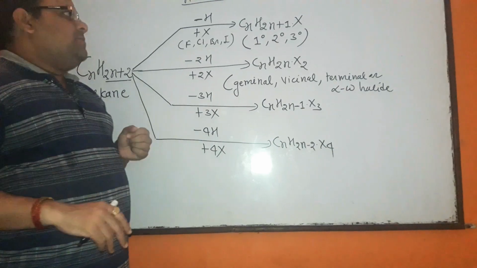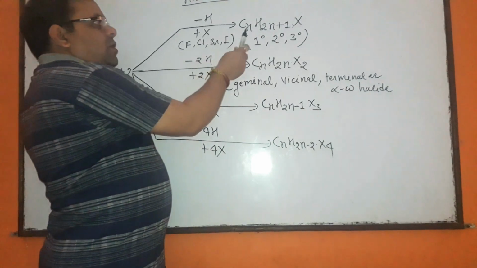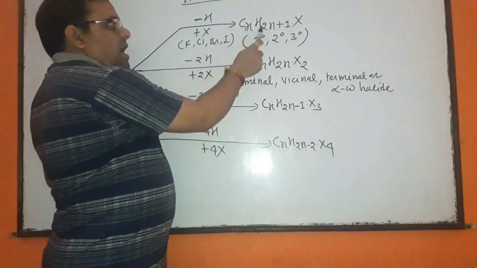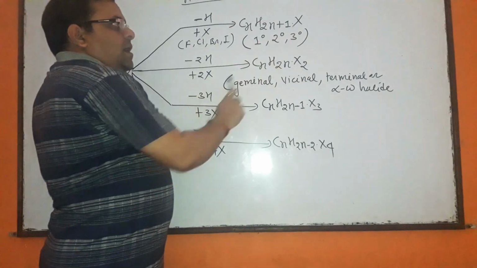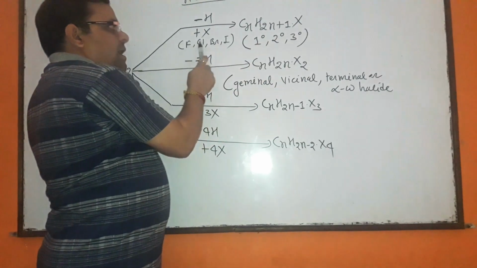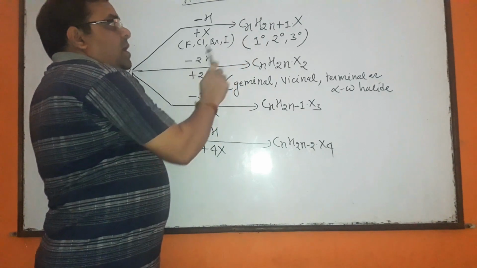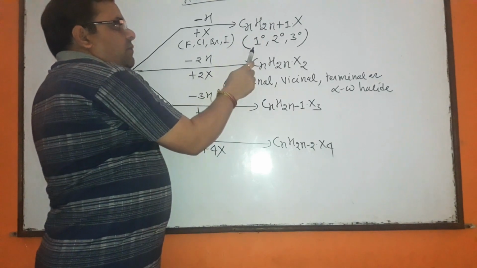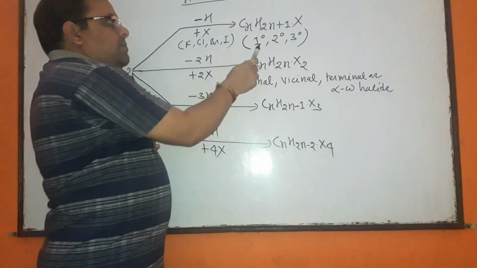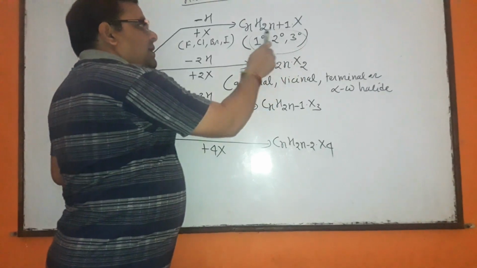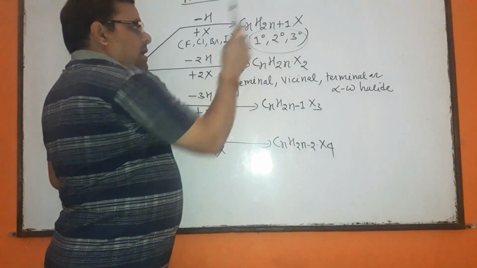I think कि आपको समझ में आ रहा होगा. What is the general formula of monohalogen derivative? CnH2n+1X. In place of X we can write any halogen element, and in place of n we can use any number. And these monohalogen derivatives on the basis of degree of carbon atom can be further classified into three categories: primary, secondary and tertiary alkyl halide.